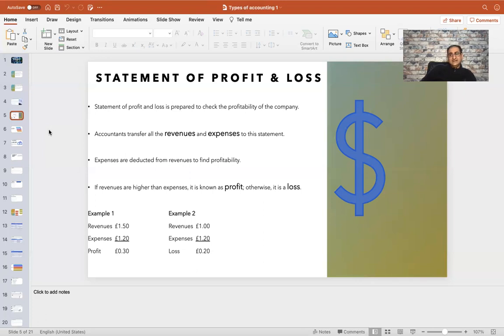So if we deduct the expenses from revenue, then the difference is profit or loss. Remember, if the revenues are greater than expenses, it is profit. And in my first example, you can see that the revenue is 150 and expenses is 120. So revenues are 30 pence higher than expenses. So it is profit.